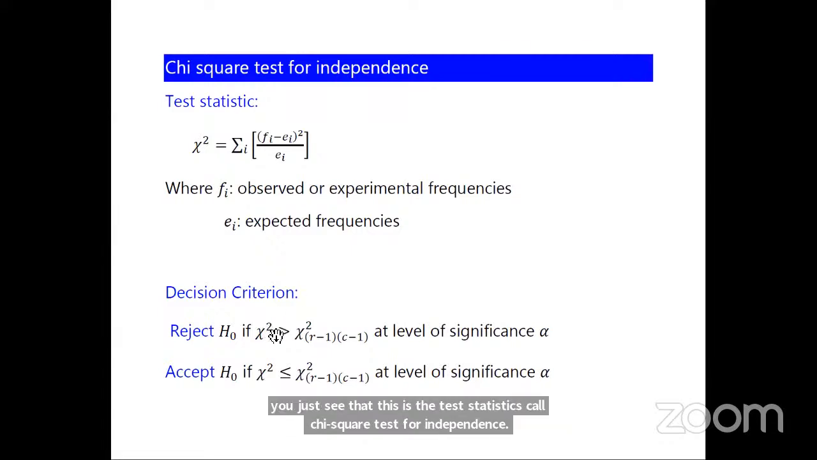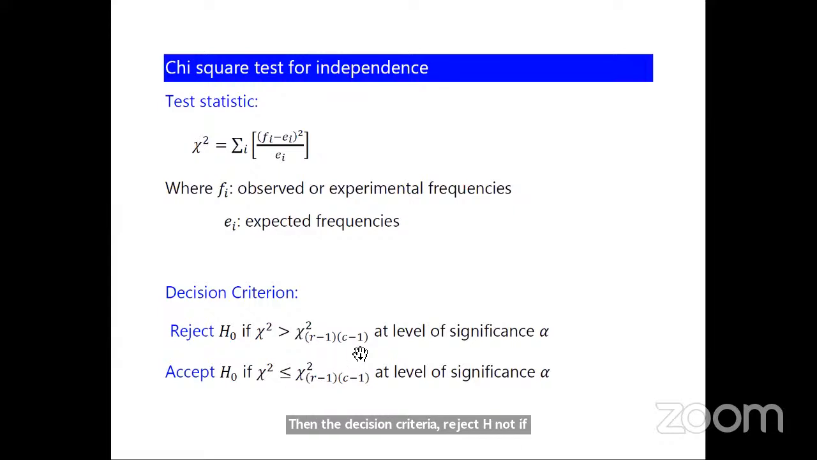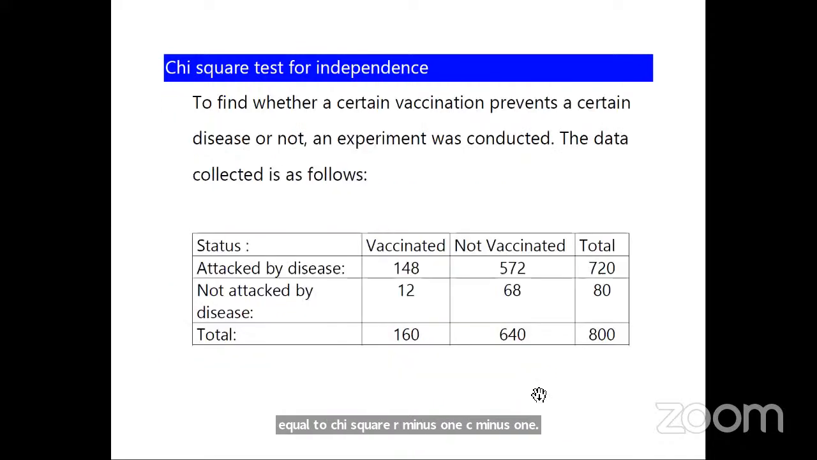Then the decision criteria. Reject H naught if chi-square is greater than chi-square with (R minus 1)(C minus 1) degrees of freedom at alpha percent level of significance. This R is the number of rows, C means the number of columns of the contingency table. In the example, we will see how it is. And accept H naught if chi-square calculated, means whatever you will compute from this formula, is less than or equal to chi-square with (R minus 1)(C minus 1) degrees of freedom at level of significance alpha. Okay, so let's see an actual example.